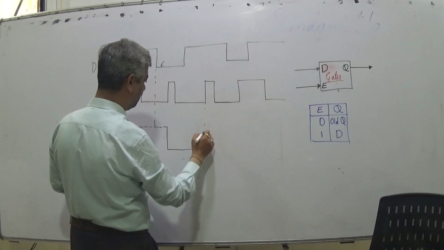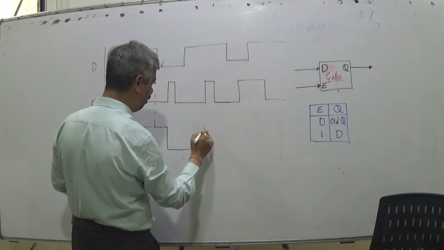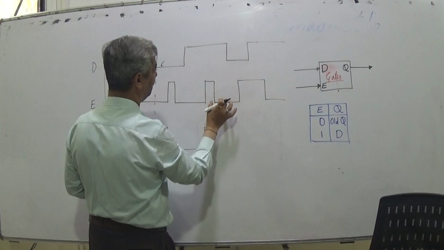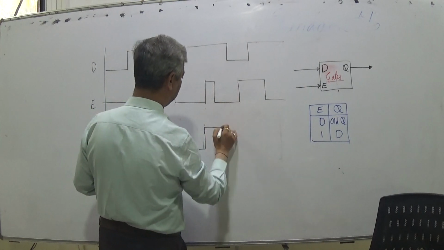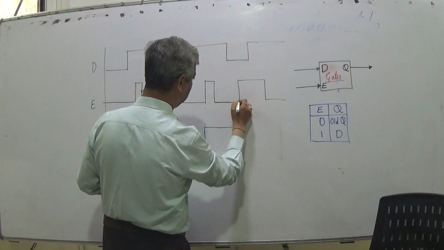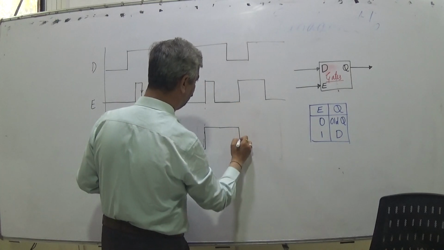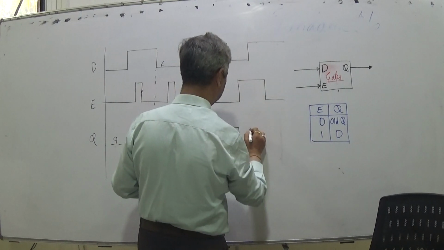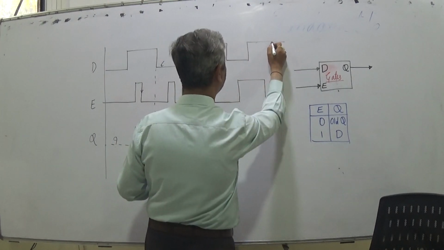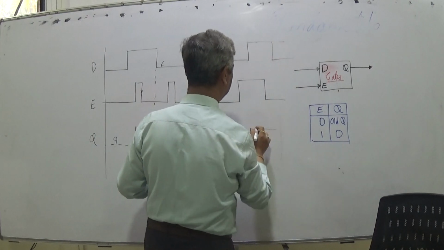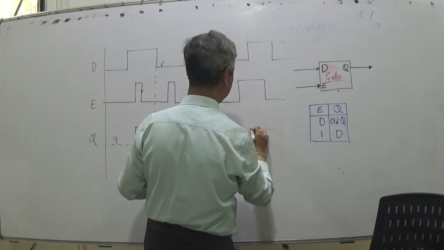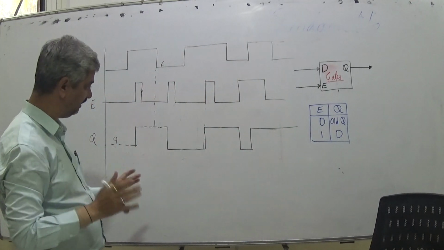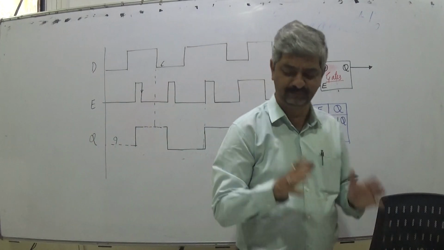So the D flip-flop follows when E is 1, and now I have made this E 1 for longer duration, that time it completely follows. And even if it becomes 0 here, it will continue to be. So this is very fundamental. This is the concept of memory block.